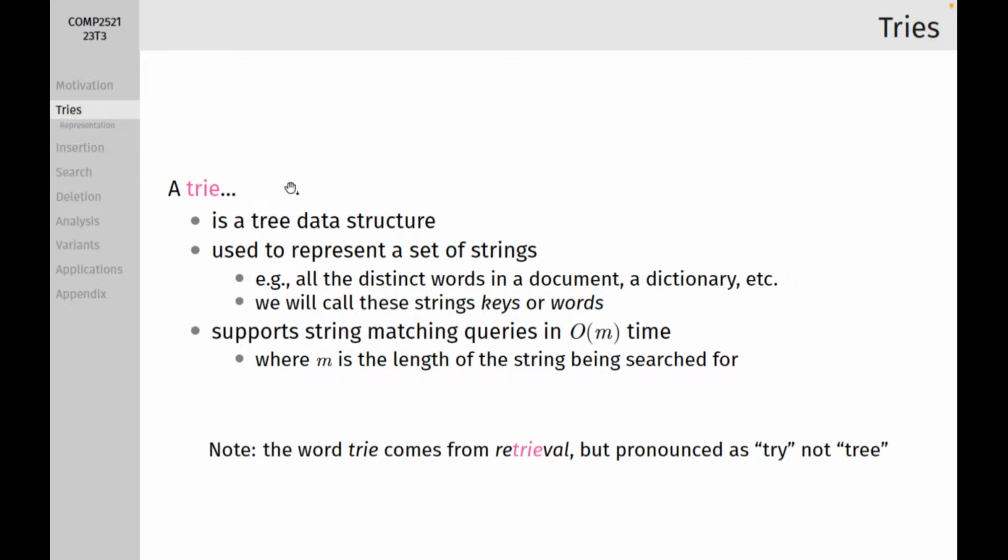And a nice thing about a trie is that it supports string matching queries in O of m time, where m is the length of the string being searched for. So if you have fairly short strings, then searching is expected to be quite efficient. And a bit of a fun fact, the word trie actually comes from retrieval, but it's pronounced as try, not tree.